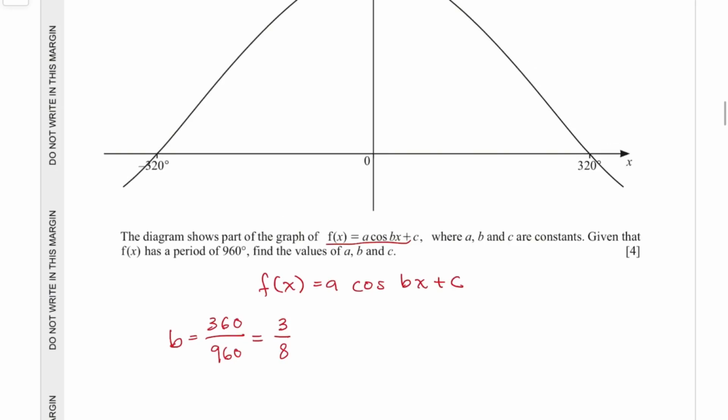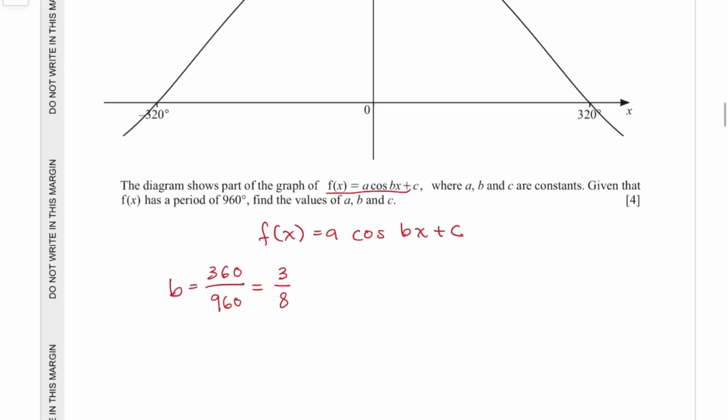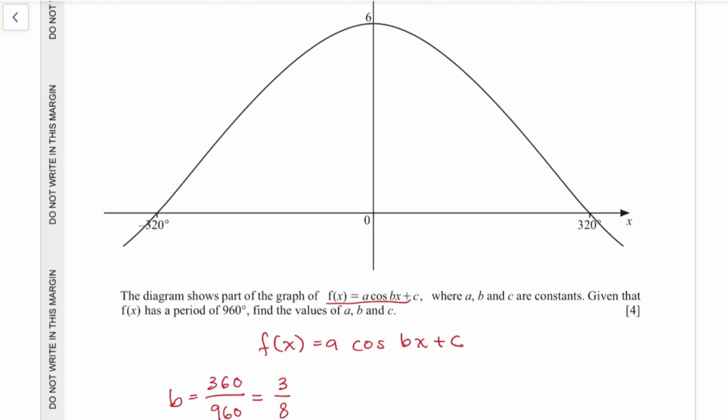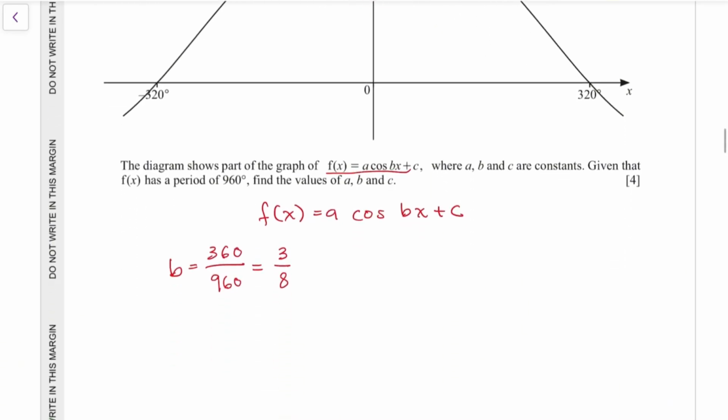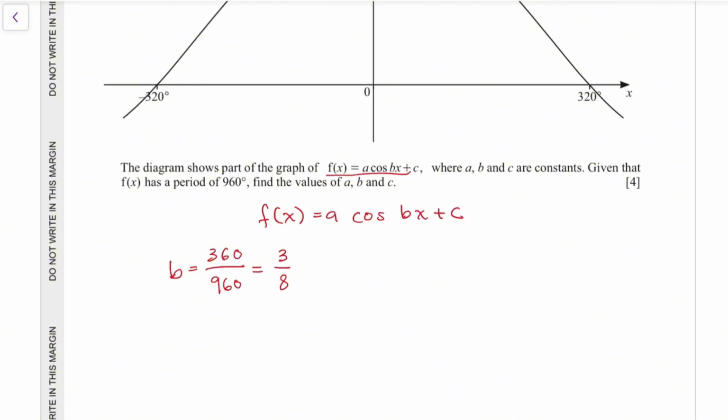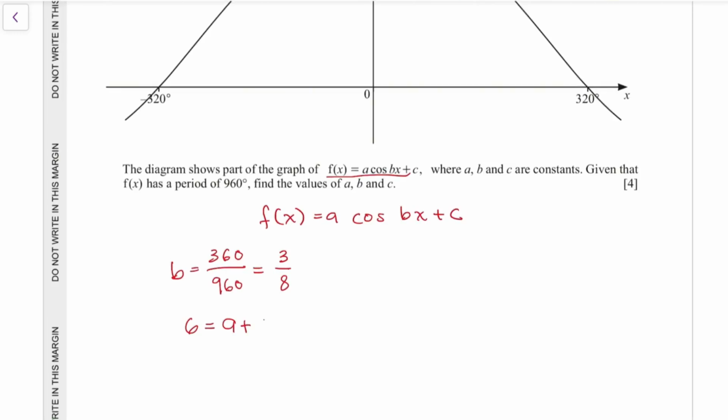It means that from 0 to 360, you would be seeing only 3 per 8 of the period. Okay, now how do you find your a? You should see that the maximum is at 6, right? The peak of this function is at 6. Means that you're expecting to have 6 is equal to the stretch, which is A is the stretch, plus the C is the translation, right?